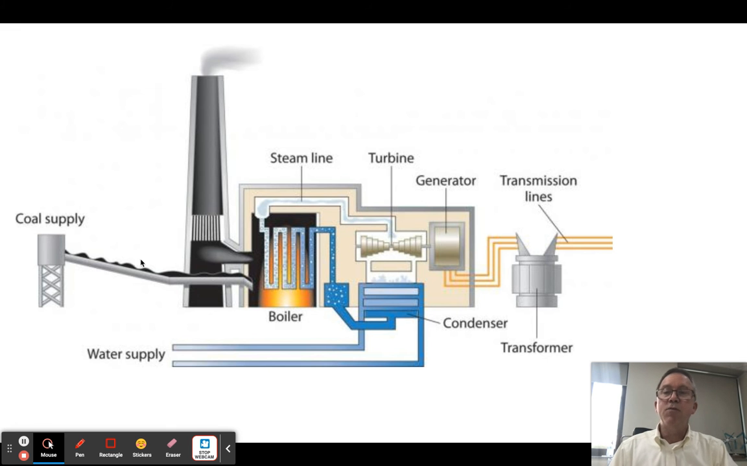So let's just look at a coal plant. The coal comes in, we burn the coal, we have water that's pumping through. As the water goes through here, the high temperatures cause it to boil into high pressure steam. The steam turns the turbine.